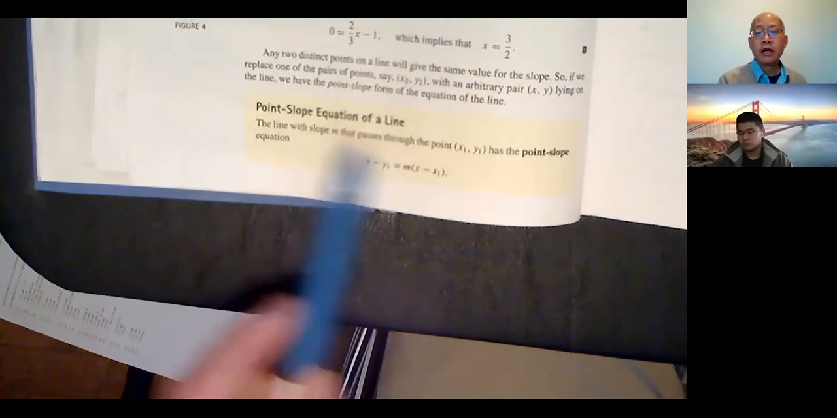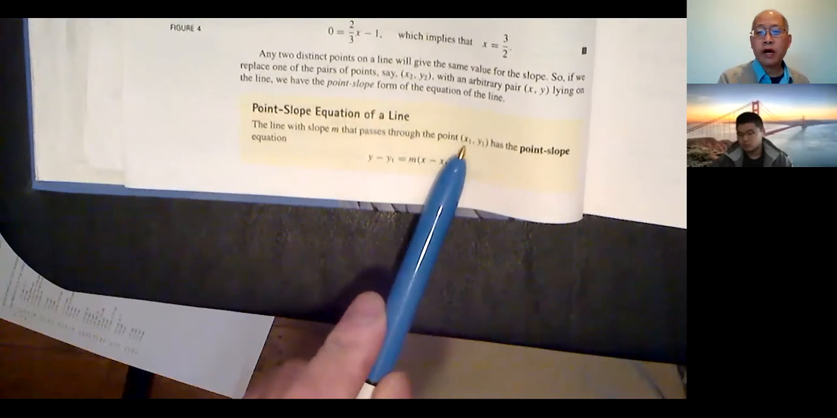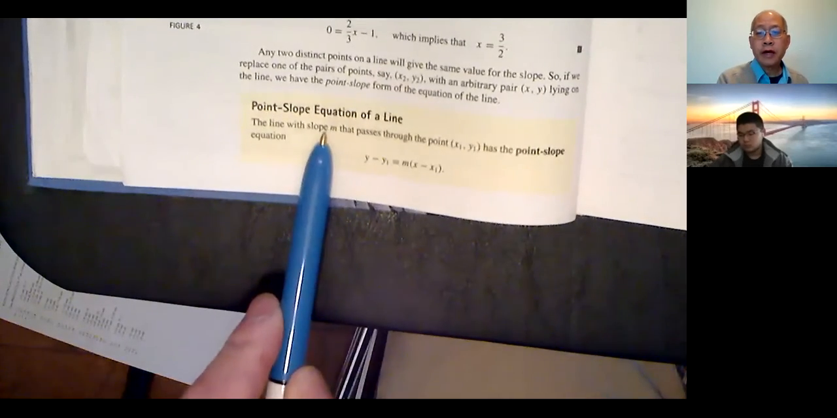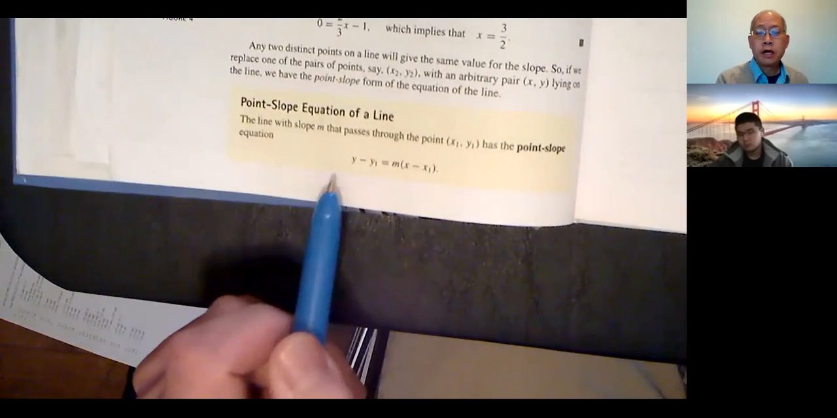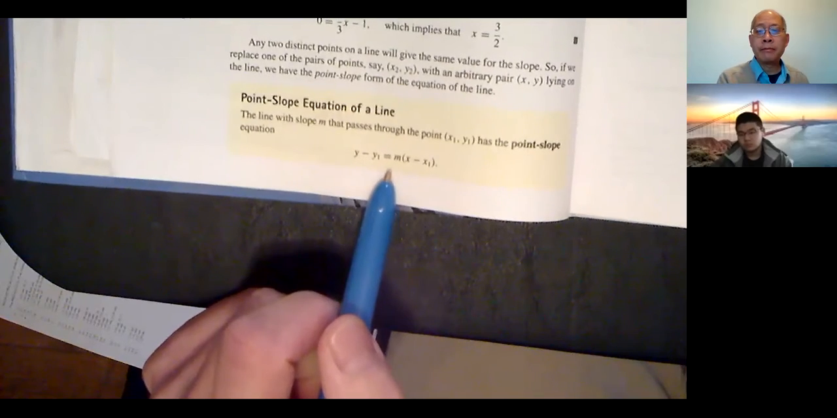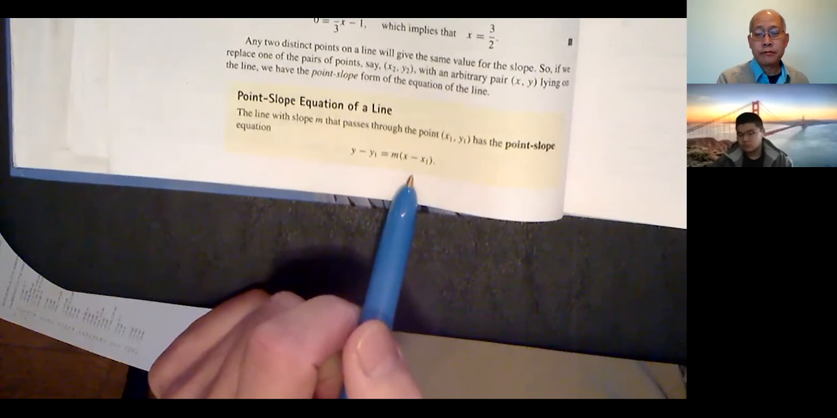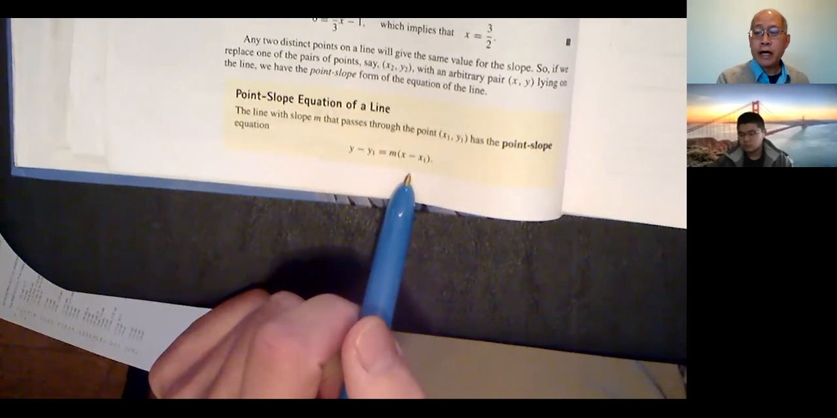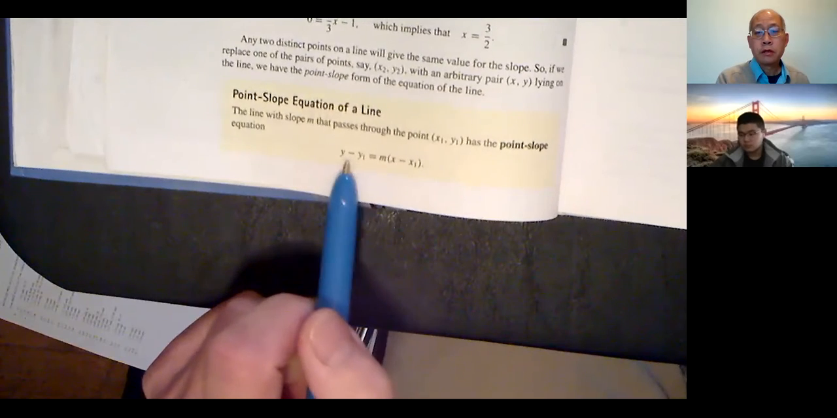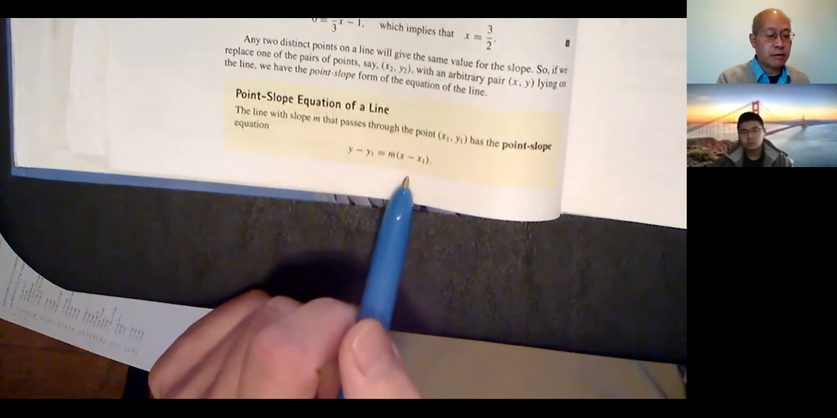Okay, then the point slope form of a line. If you're given a point, x1, y1, and a slope m, use this. y minus y1 equals m times x minus x1. Okay, you can put that in your cheat sheet if you wish. y minus y1 equals m times x minus x1.